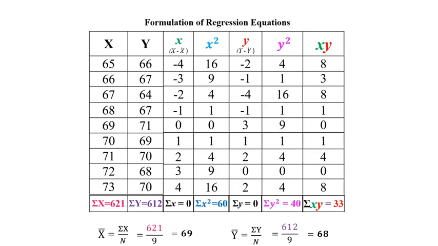Okay, this is how the table is prepared. You have prepared these tables in the correlation chapter also. So I hope it is easy for you now because you have already worked out so many problems like this. Okay, let us continue to constructing regression equations.